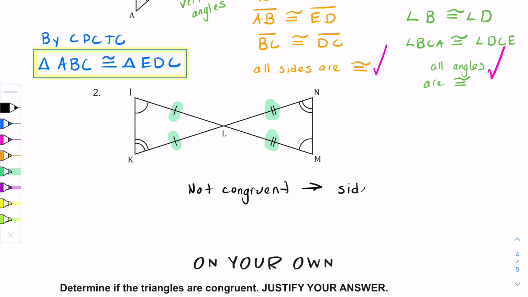We do have side lengths that are congruent, but they are within the same triangle. They are not congruent to the corresponding triangle.